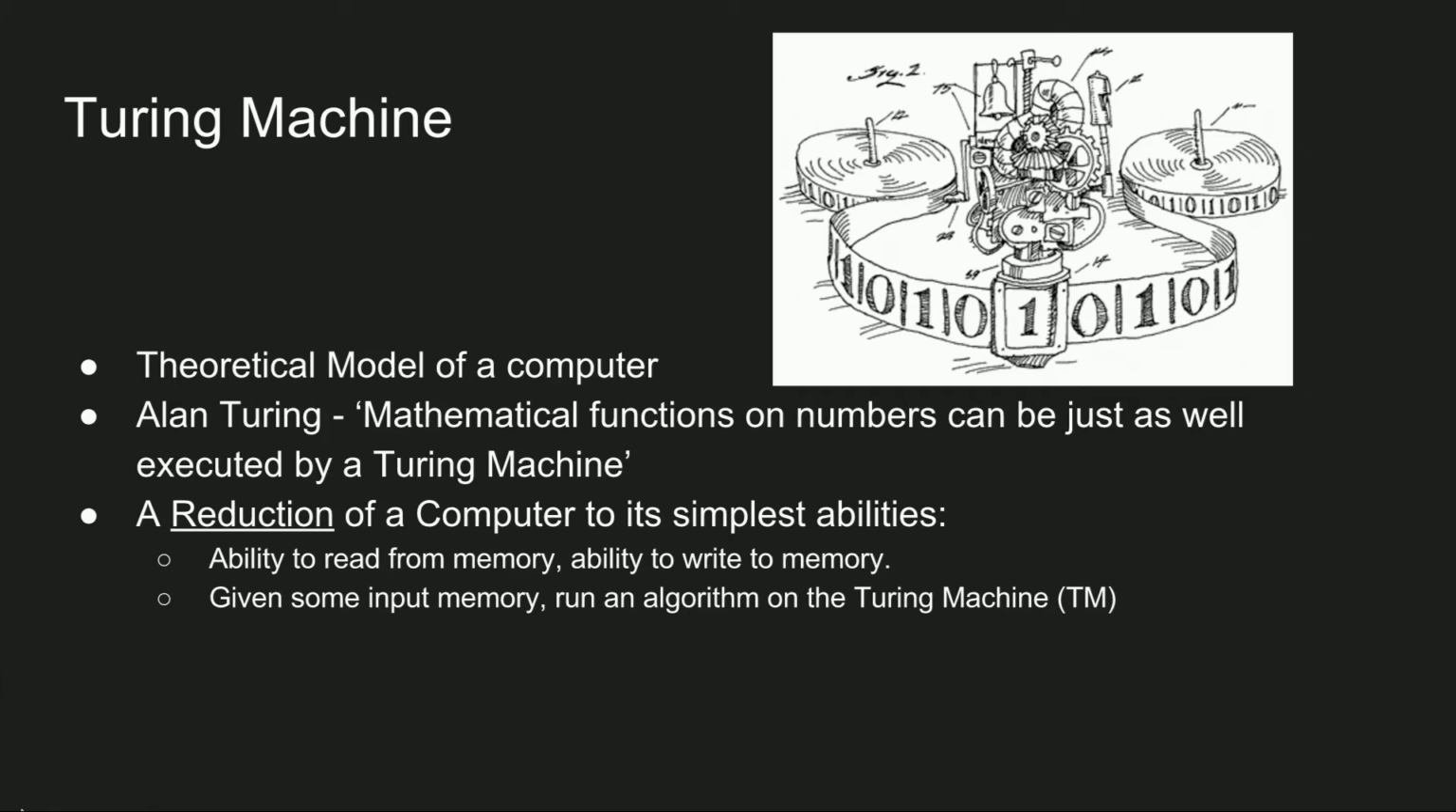Alan Turing was saying that mathematical functions on numbers can be just as well computed by a Turing machine. That was basically what was concluded in what's called the Church-Turing thesis.